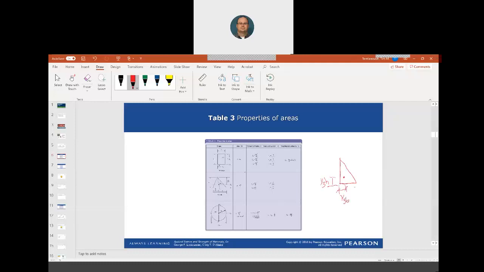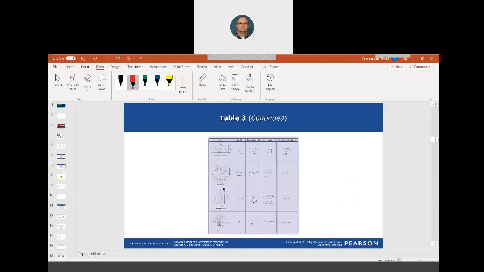If I make b this axis and h that axis, that's we just know that. In circles, the center of gravity is right in the middle there. So if you ever wonder how to find that out, you can look there. So here's a half circle, circles, rectangles, radiuses. So you're going to be using this table in your book quite a bit.